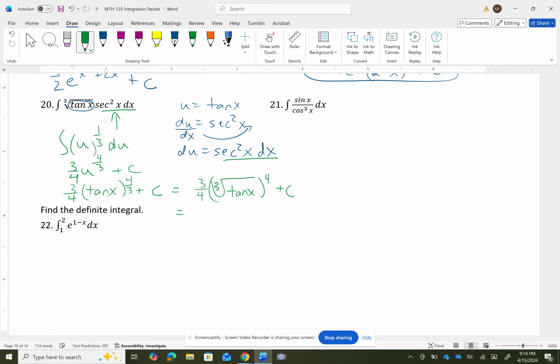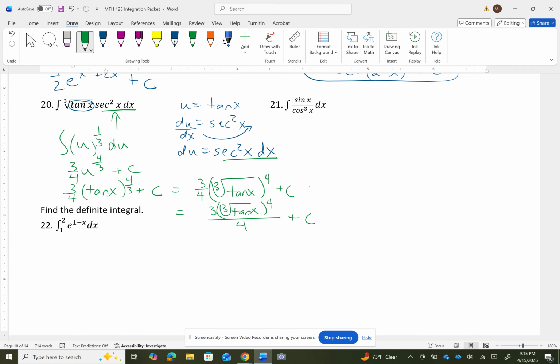Okay, or you can put the 3 with the tan x, cube root of tan x to the 4th on top over 4 and do the plus c. I'm only telling you about that in case you go to the back of the book and your answer is different. You might be perfectly right. You just need to know how to manipulate it.